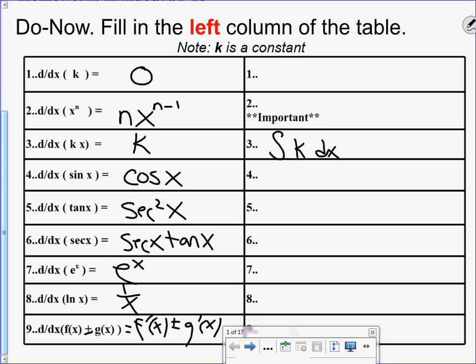Yeah, if the derivative of kx is k, then the antiderivative of k is kx. But not just kx, plus any constant c. We do a plus c every time you find an antiderivative. Now, suppose you put that down and you're not sure. Well, take the derivative of your answer here. What would the derivative of kx plus c be? k. As long as it's the original integrand, you're right.